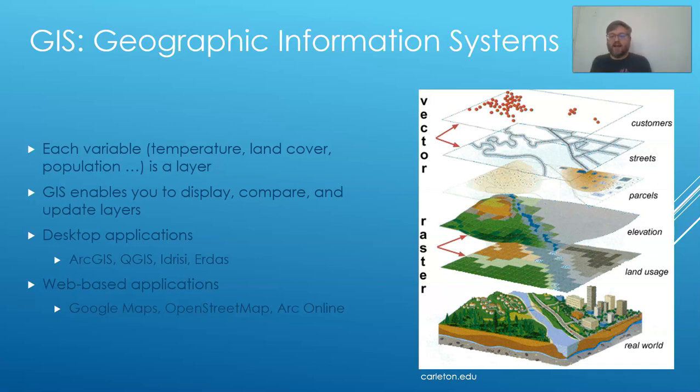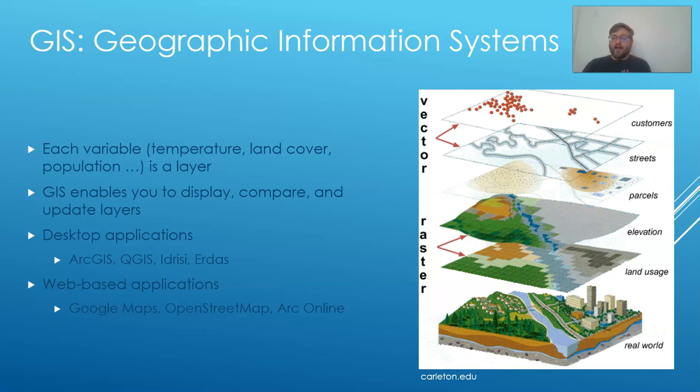As you see in the diagram, they've got an example where they've got one layer with the location of customers of some sort of business, one layer with locations of streets, one with land parcels, one with elevation, one with land usage, right? Each of those is a different variable, a different data set. And these make layers, and you can essentially stack them on top of each other to see how they line up.